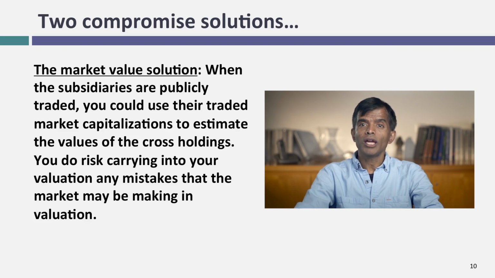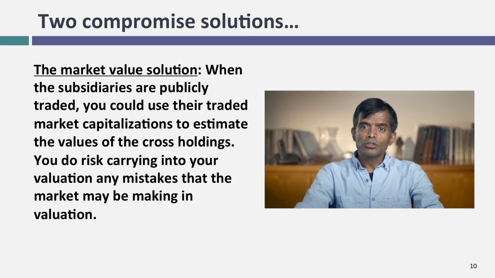And that's why I would suggest two compromise solutions when you cannot get full information. One is to cheat. What I mean by that is if your cross-holding is in a publicly traded company, you have a market price for the company, right? You can use that market value. It's cheating because the whole idea behind intrinsic valuation is you think markets can be wrong and you're trying to estimate value on your own. But if you have 50 or 60 cross-holdings and they're all in public companies, why go looking for trouble?